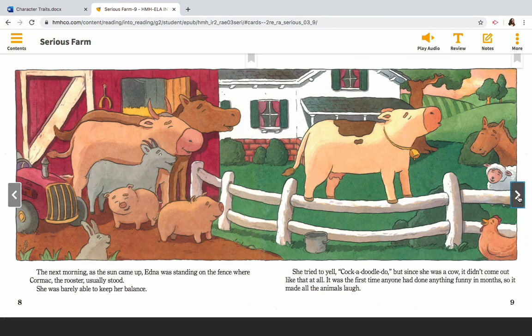The next morning, as the sun came up, Edna was standing on the fence where Cormac the rooster usually stood. She was barely able to keep her balance. She tried to yell, "Cock-a-doodle-doo!" But since she was a cow, it didn't come out like that at all. It was the first time anyone had done anything funny in months, so it made all the animals laugh.